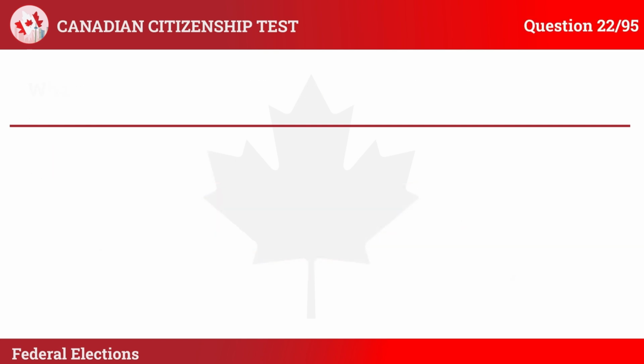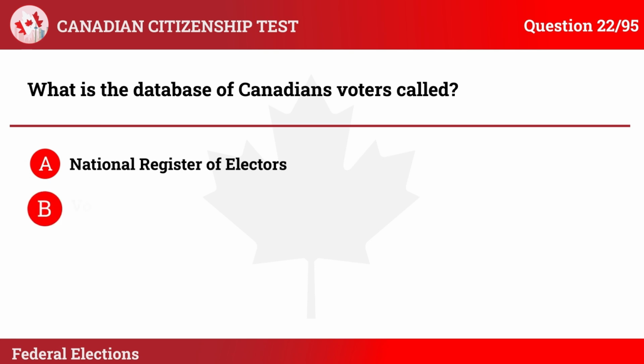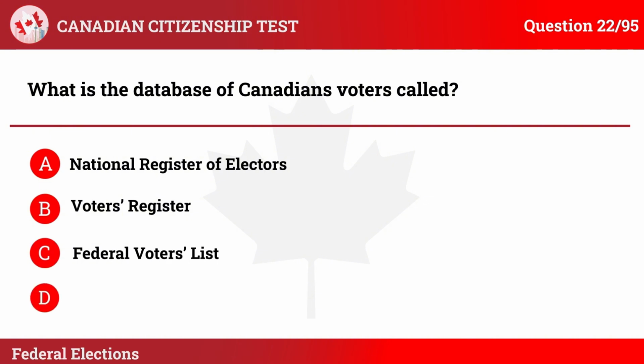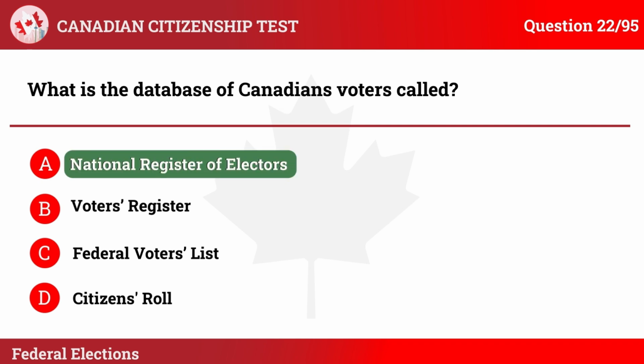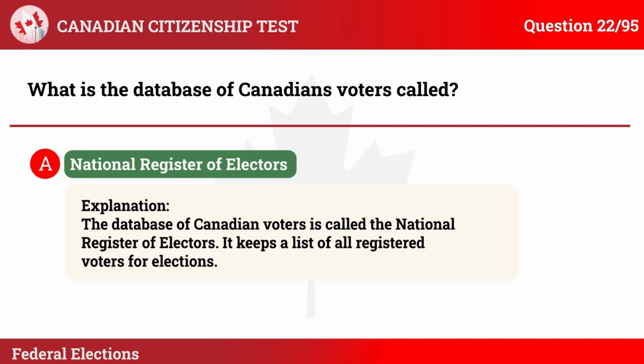Question 22. What is the database of Canadians' voters called? A. National Register of Electors. B. Voters Register. C. Federal Voters List. D. Citizens Roll. The correct answer is A. National Register of Electors. Explanation: the database of Canadian voters is called the National Register of Electors. It keeps a list of all registered voters for elections.